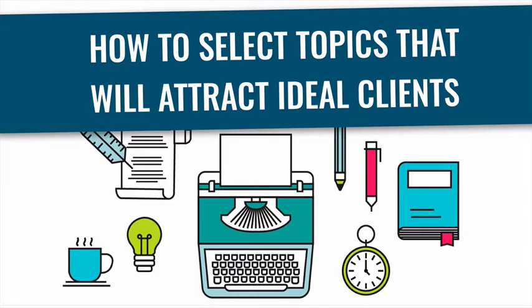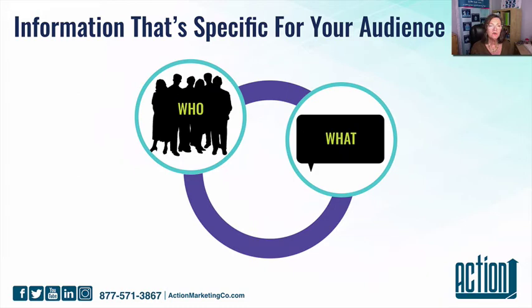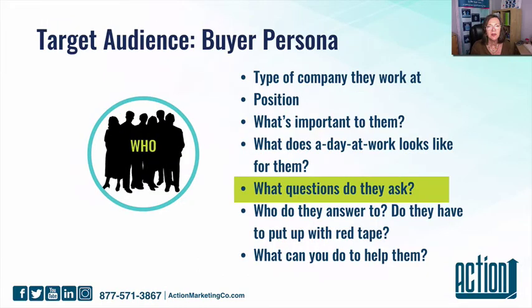Now, how to select topics that will attract your ideal clients. In essence, you want to produce information that is specific for your audience, things that they want to know. And this is where your target audience, knowing who they are and being clear of who they are, comes to life, because the first thing you should do is answer all the questions that they have, because some of these things come second nature to us. We know these by heart, so you don't even think about anything that has to do with the day-to-day of producing and printing an item.